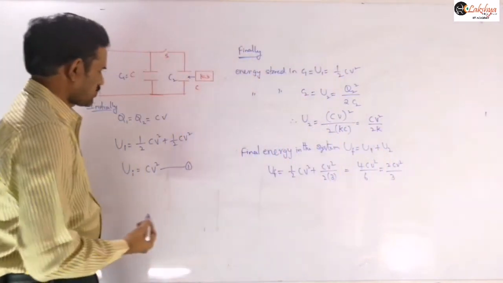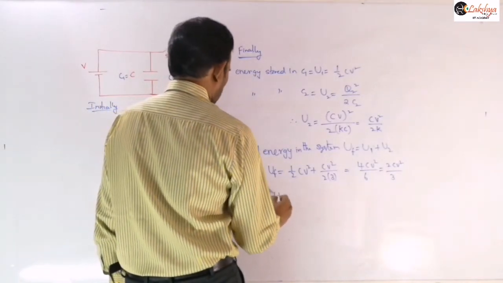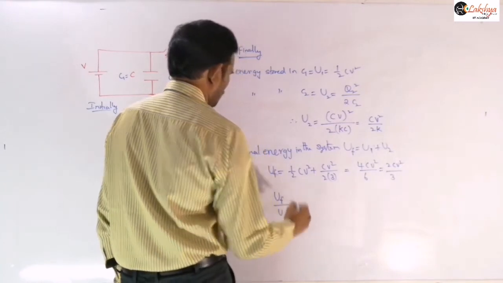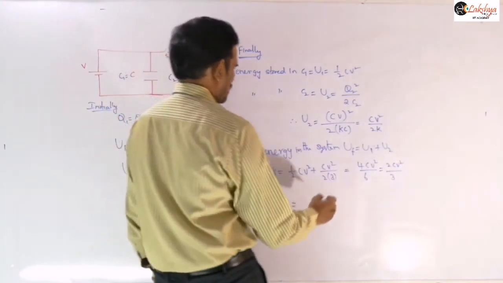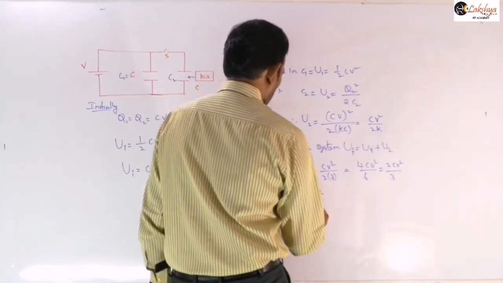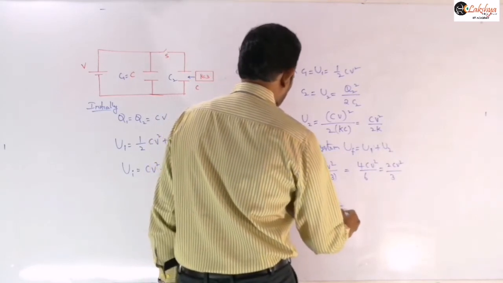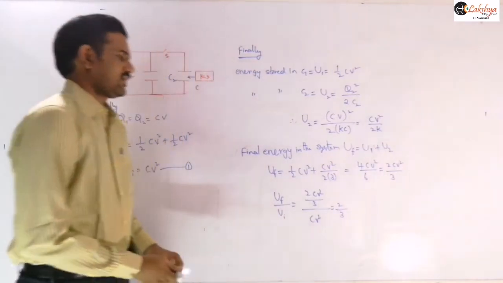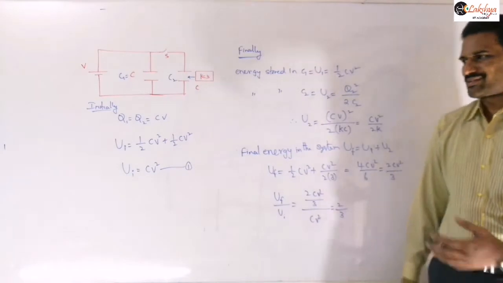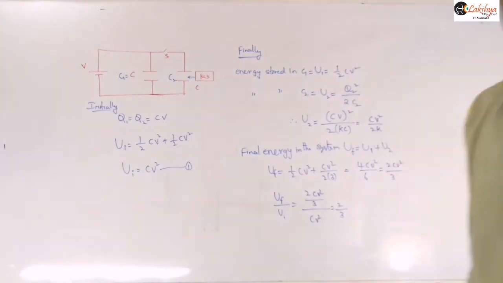Now you can take the ratio of these two values. I am writing final energy to initial energy: 2CV square by 3 divided by the initial energy CV square, so this ratio will be 2 by 3. That will be the ratio of energy stored in that system before inserting this dielectric and after inserting this dielectric.